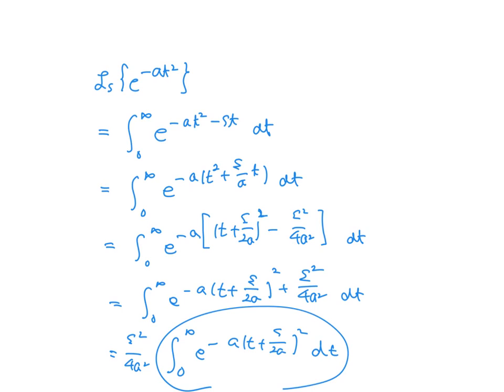And this is actually 1/2 root pi over a. It's Gaussian. So this is a squared, s squared root pi over a. So Gaussian is an interesting function, but maybe a bit difficult, so I'll put this Gaussian out for later.